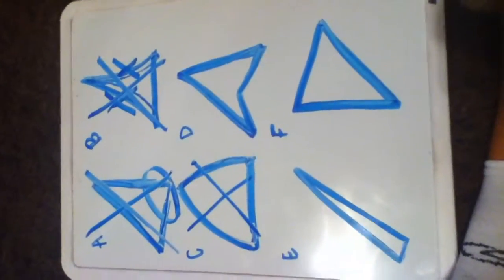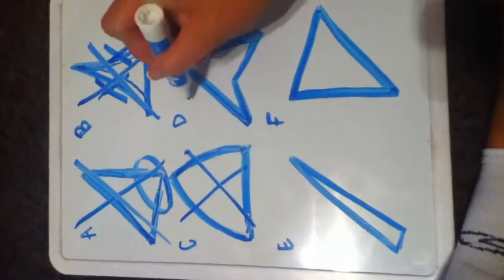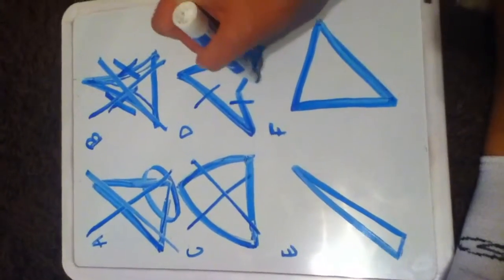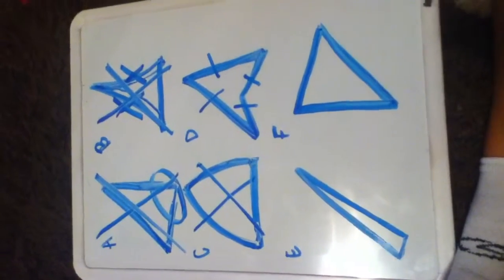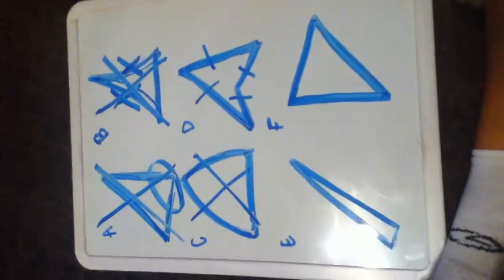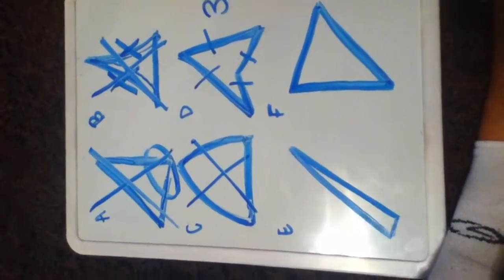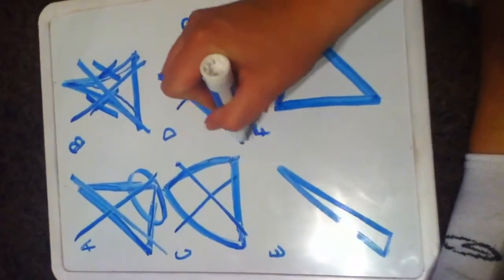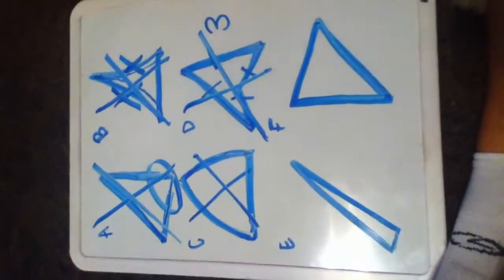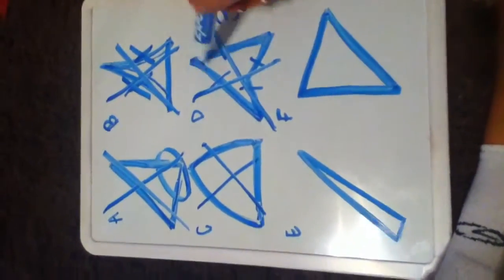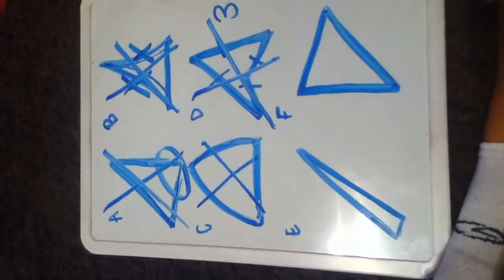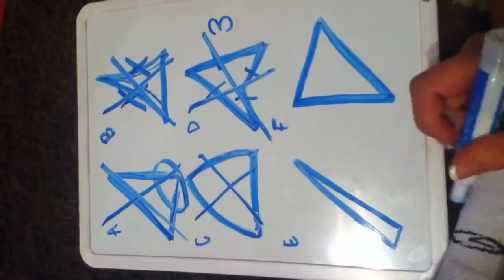Now let's look at D. So let's see, D has 1, 2, 3, 4 sides. So what do we know about triangles? There can only be 3 sides, not 4. So we can automatically assume D is not a triangle, even though it has the points on the outsides of the shape. Let's look at E.